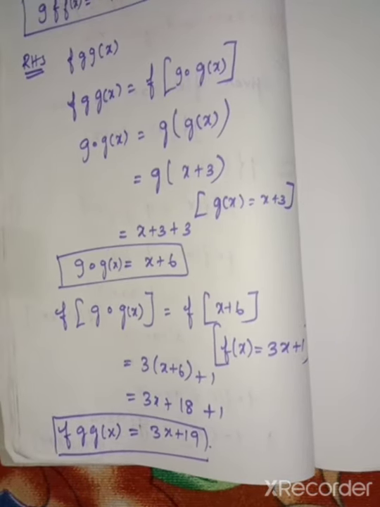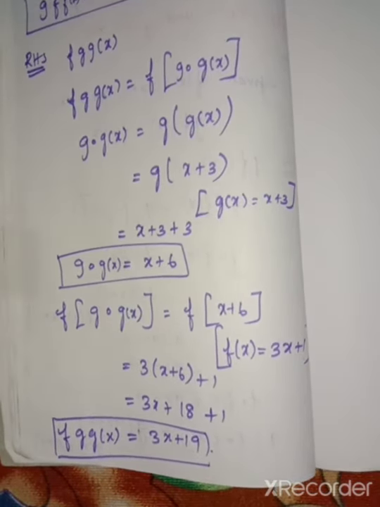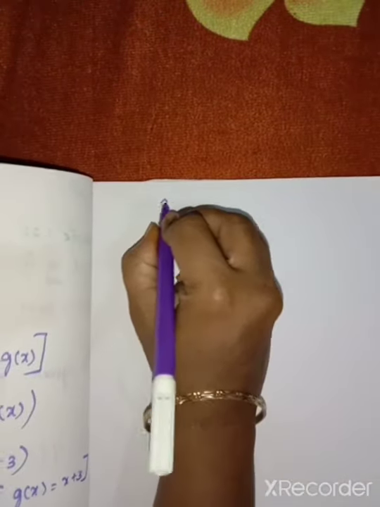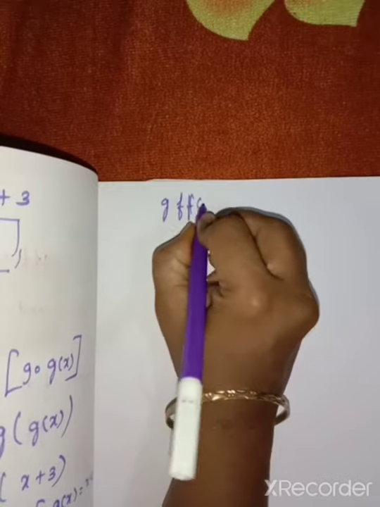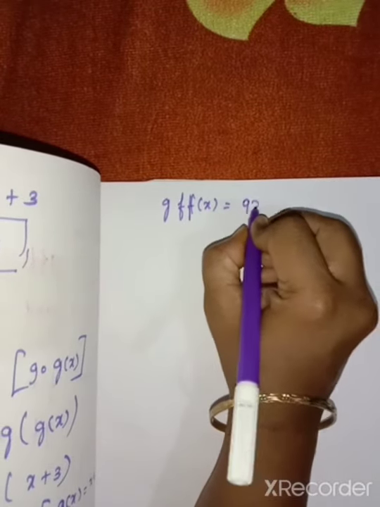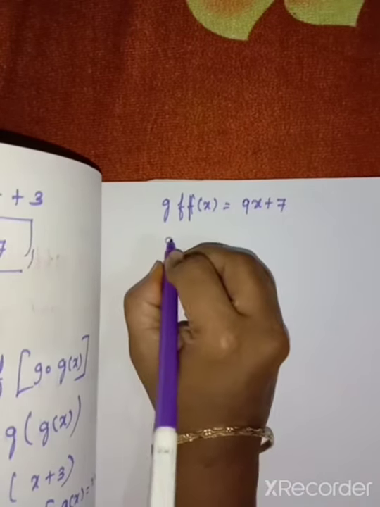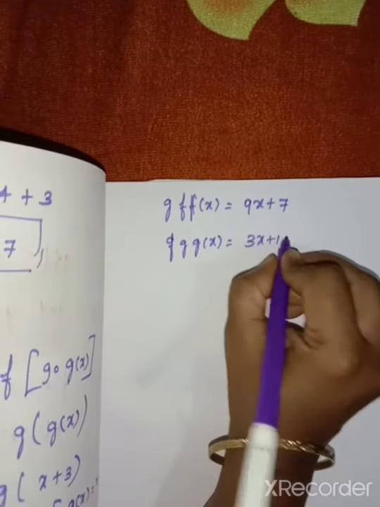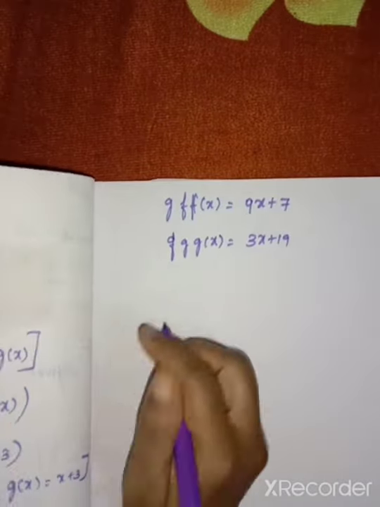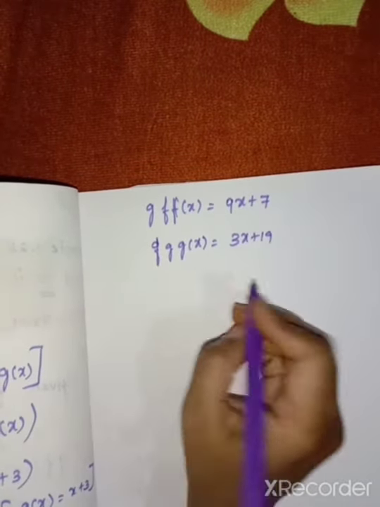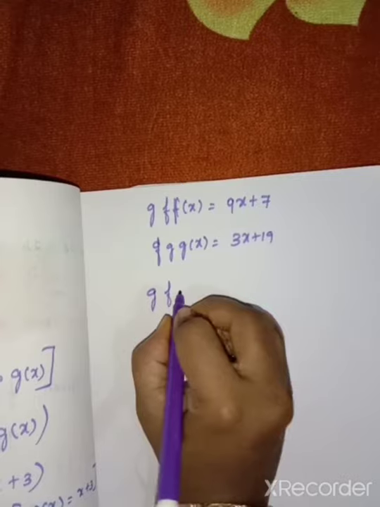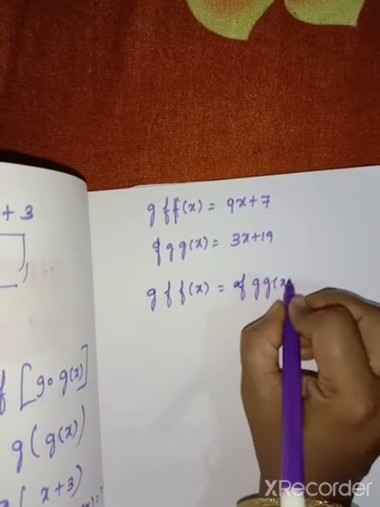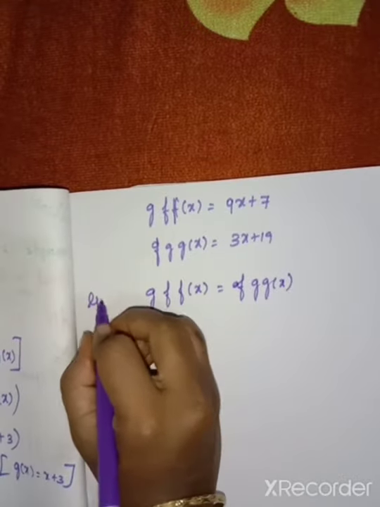So in the condition, what have they given us? Both are equal, so both the identities are equal. That means they have given us g of f of x equal to 9x plus 7 and f of g of x equal to 3x plus 19. So both identities are equal, that means g of f of x equals f of g of x. So this is the given condition.